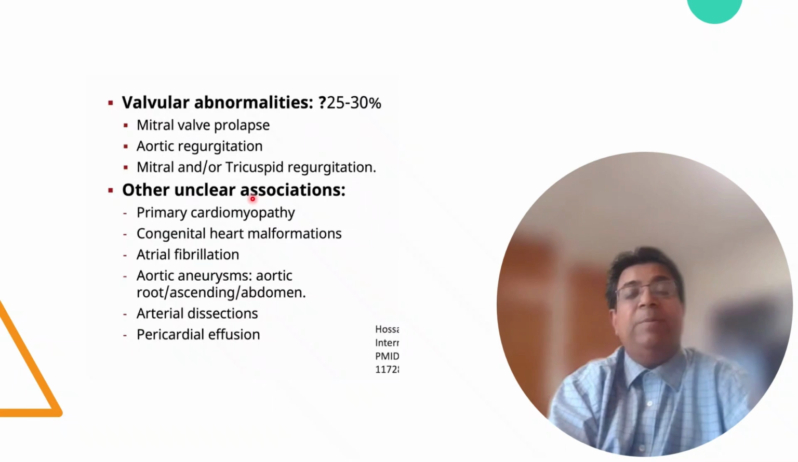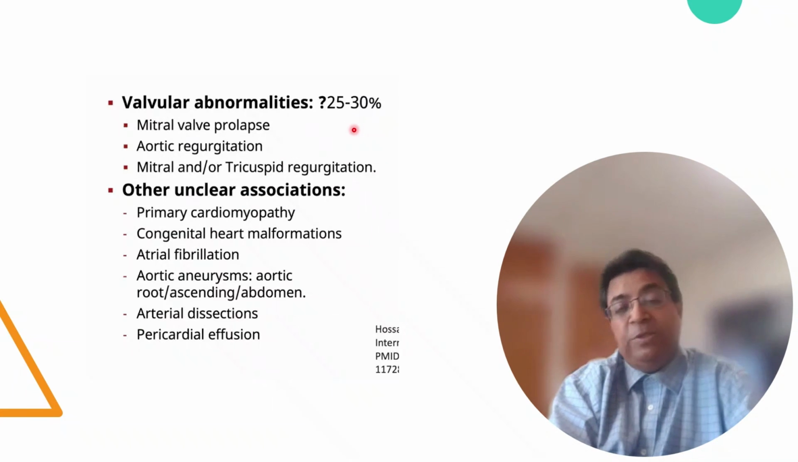Valvular abnormalities are present in 25 to 30%. Mitral valve prolapse is the most common, and aortic regurgitation is commonly present, as well as mitral and or tricuspid regurgitation.